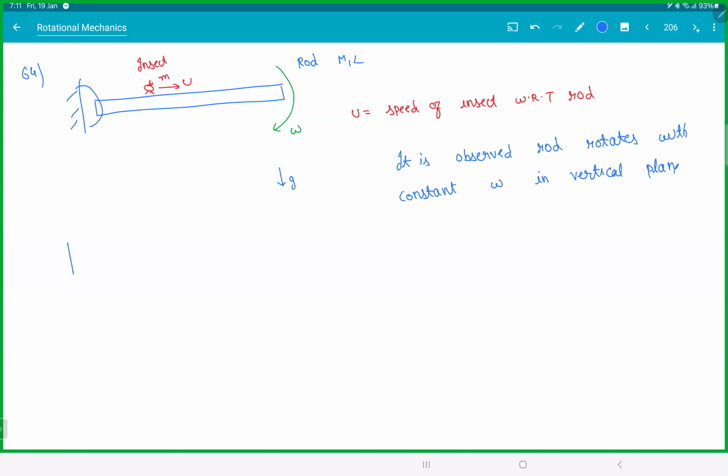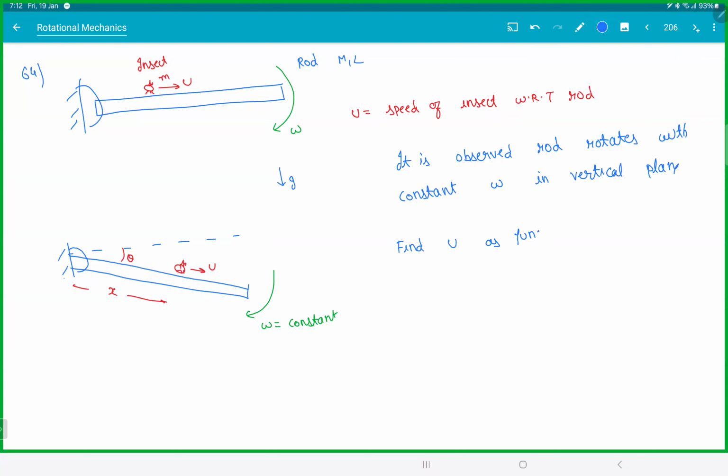Meaning after some time, this is how it would look. The rod would become like this. The insect must have come somewhere here, where x is the distance traveled by the insect, and this is theta. And this rod is still going with omega constant. So something is happening with the insect. So find the speed of the insect as a function of theta and x.